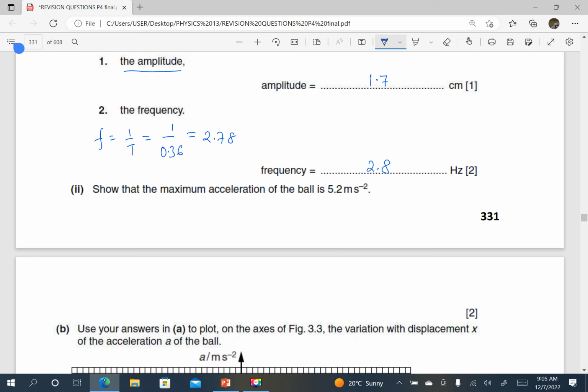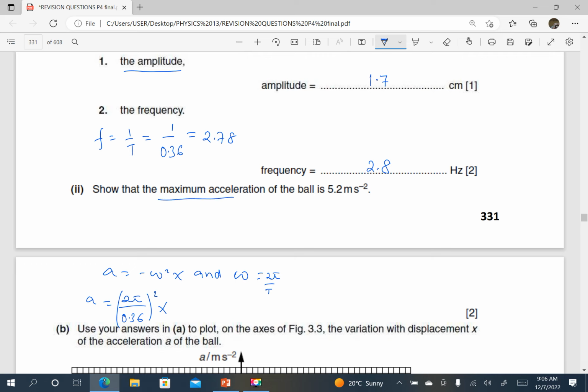So we have already said if the motion is simple harmonic, acceleration is negative omega squared x, and we already know that omega is equal to 2 pi divided by the period, or 2 pi f, where f is the frequency and f is 1 over T. So we just substitute. The acceleration a is going to be negative, of course, I will ignore the negative in calculation. So this will be 2 pi divided by the period, which is 0.36, and this should be squared times.